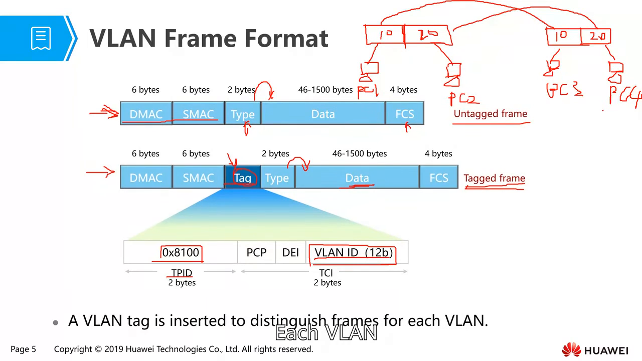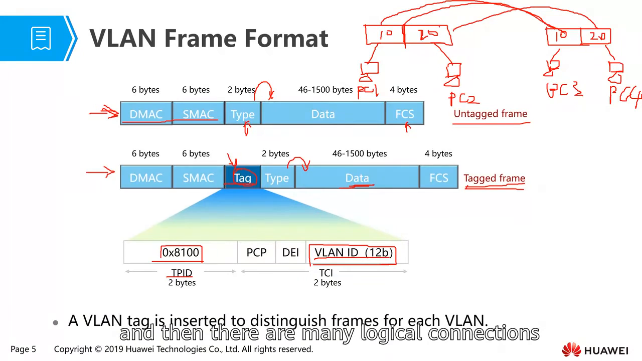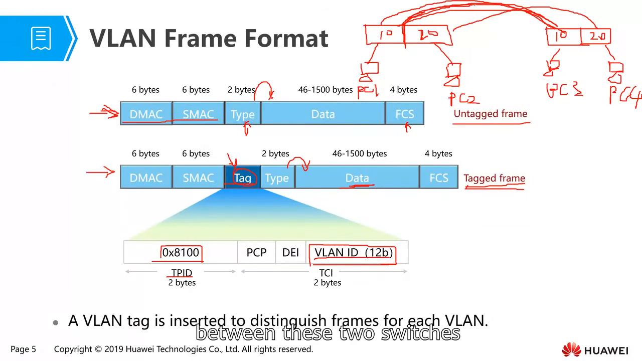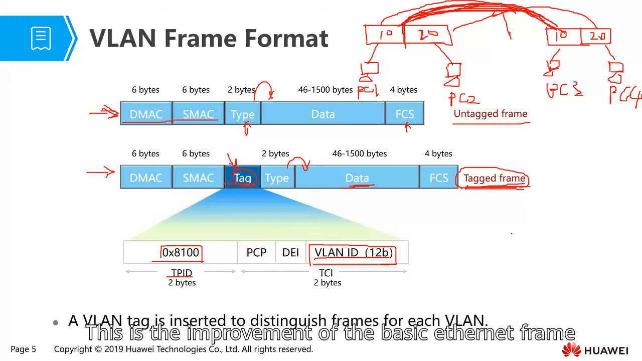For each VLAN, we need a physical connection. If we can use one physical connection, and then there are many logical connections between these two switches. How to solve this? We use the tagged frame. To carry many VLANs' Ethernet frames on one physical link, we should use the tagged frame. This is the improvement of the basic Ethernet frame.